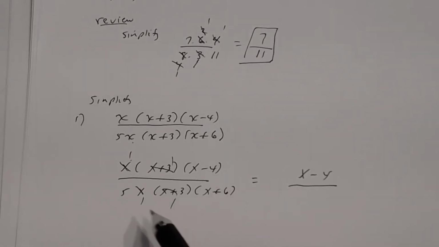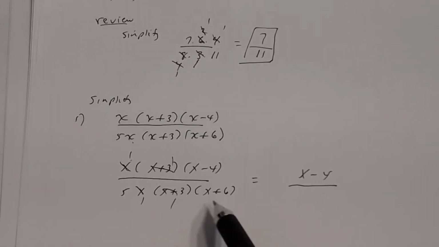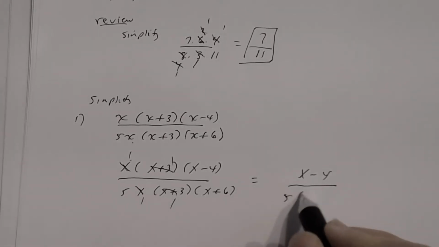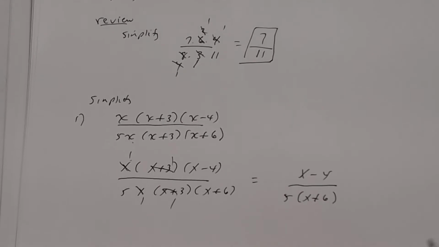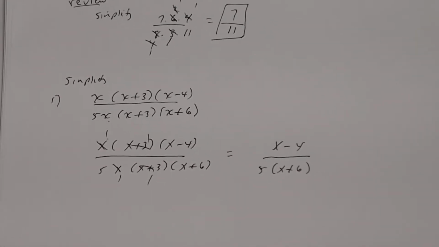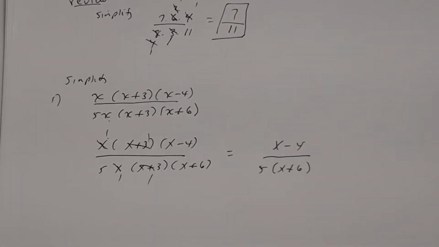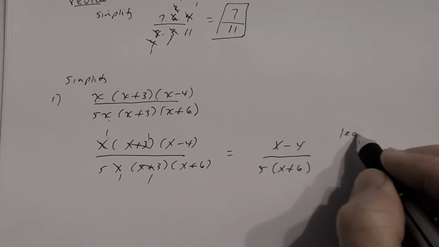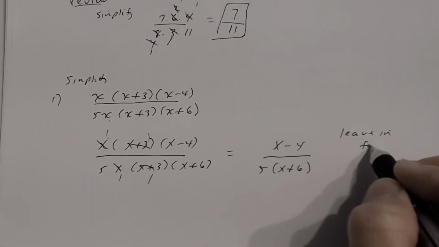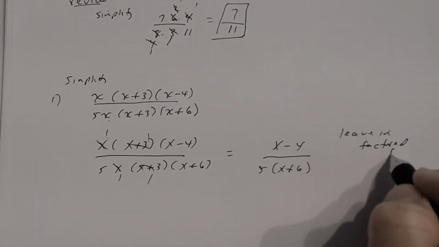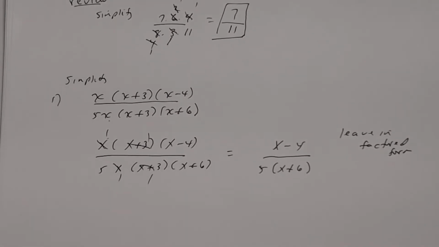Okay? 5 times 1 times x plus 6 is 5 times x plus 6. All right, now let me make a remark here. We tend to write our final answer in factored form. So leave it in factored form. So this is in factored form, which means don't distribute.